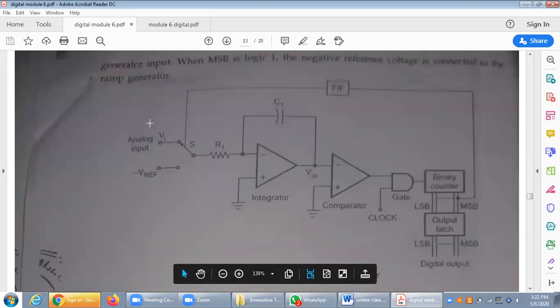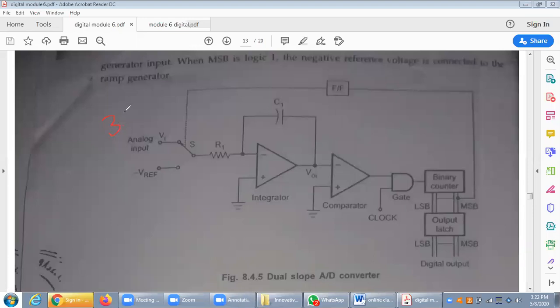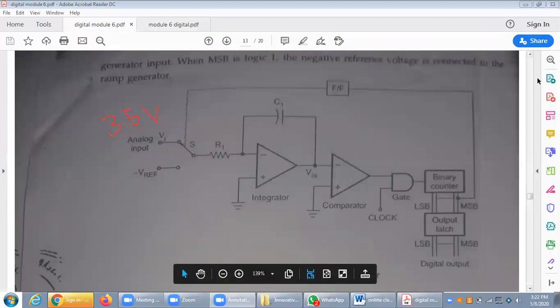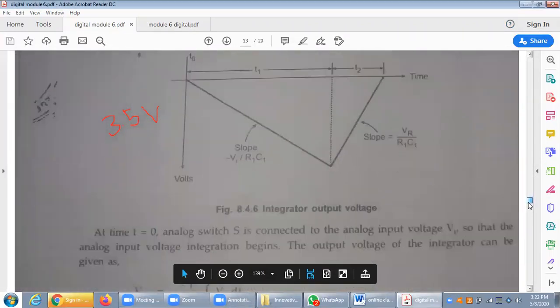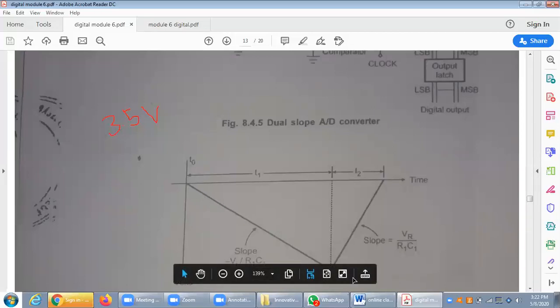Now I'll tell you how the dual slope analog to digital converter works. Here we are going to give an analog voltage. Any value we can give, for example 3.5 volt. So we are giving 3.5 volt, and the switch will be connected here. The ramp generator will create a ramp. It will create a negative ramp because we have given a positive value.